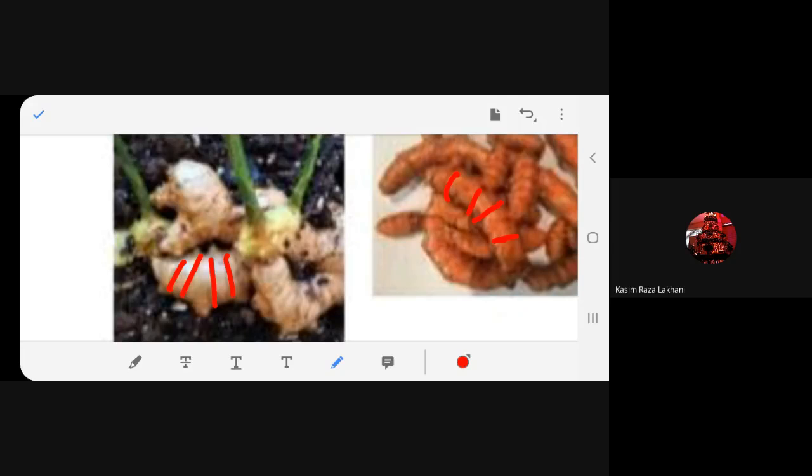Yes, ma'am. Ma'am, what is this? This one is ginger. And this is turmeric. Turmeric is haldi and ginger is adrak. So the lines that I've drawn are all nodes, because it is a stem. Underground stem it is. Only stems have got nodes, isn't it? Okay.